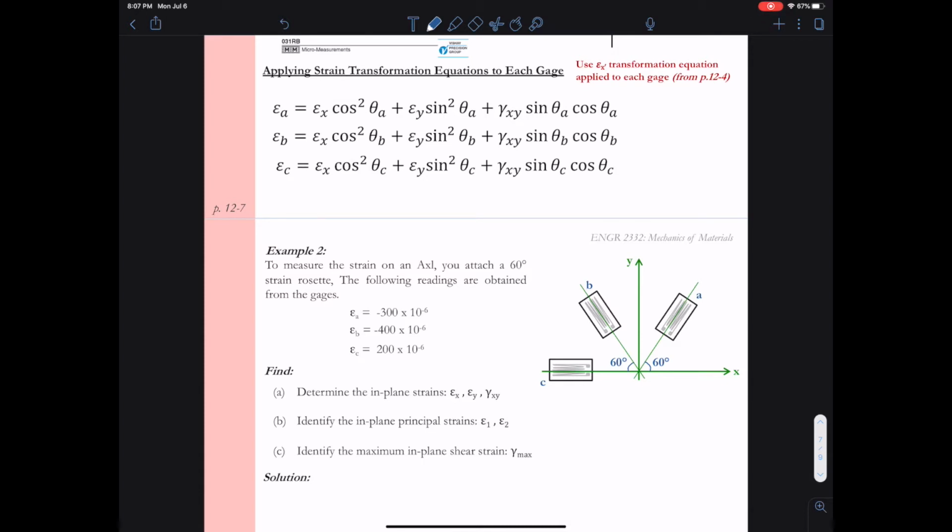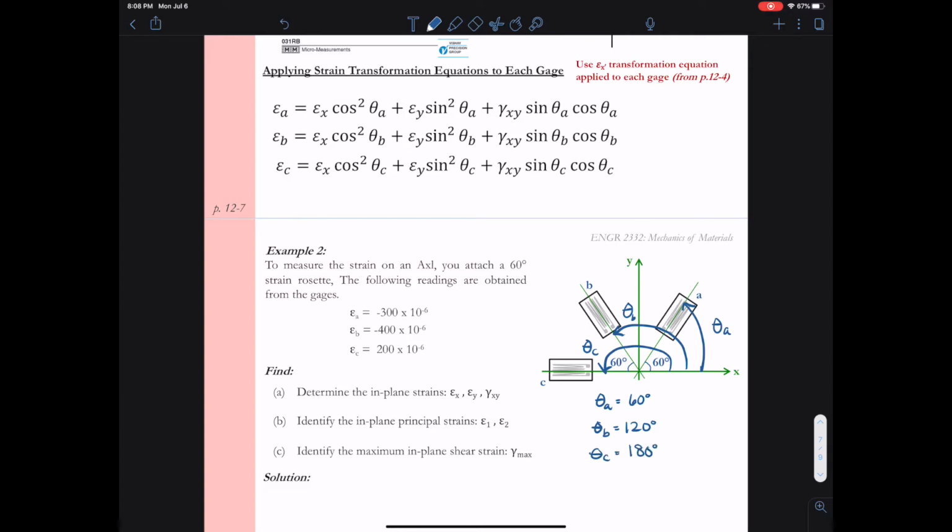So the way we're going to solve this problem is by applying the strain transformation equations to each gauge. So I want to take the values from above those three equations, and I'm going to apply them to these three gauges. Again, theta is going to be the angle from the global x-axis all the way around to wherever that gauge is lined up. So in this case, theta A is going to be 60 degrees, theta B will be 120 degrees, and theta C will be 180 degrees.